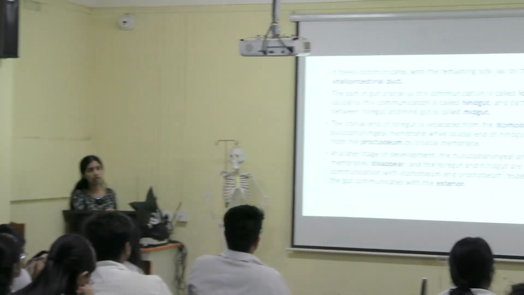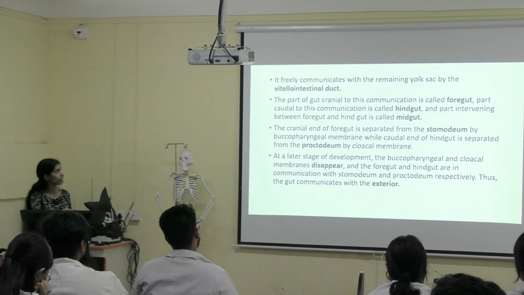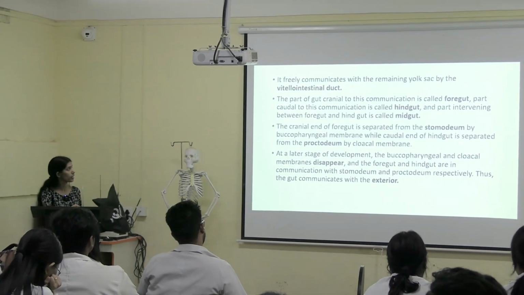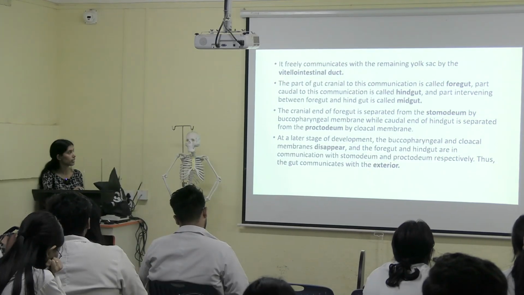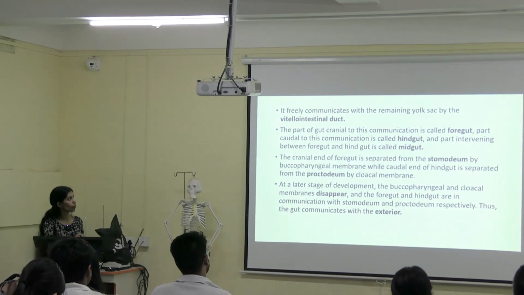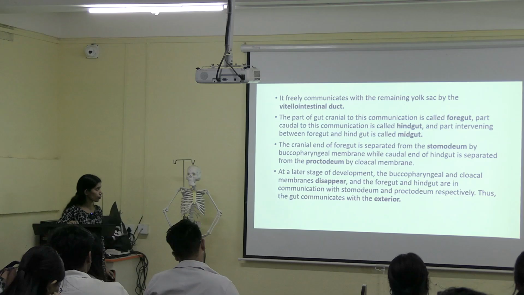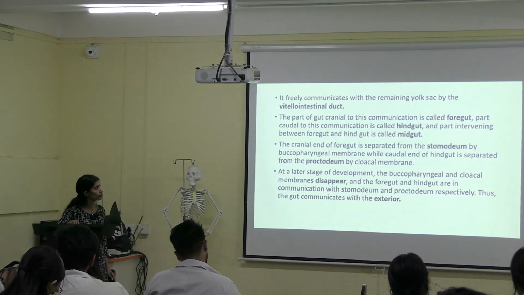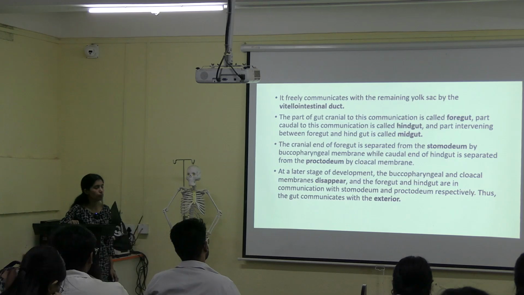It extends in the median plane from the buccopharyngeal membrane at its cranial end to the cloacal membrane at its caudal end. It freely communicates with the remaining yolk sac by a structure called the vitello-intestinal duct. The part of gut cranial to this communication is called foregut, and the part caudal to it is called hindgut. The part intervening between the foregut and hindgut is called midgut.